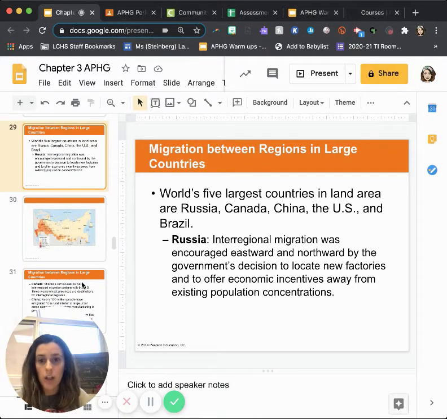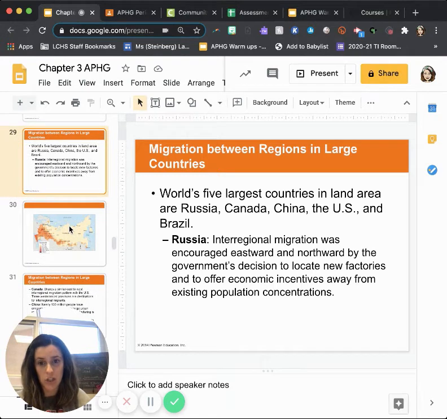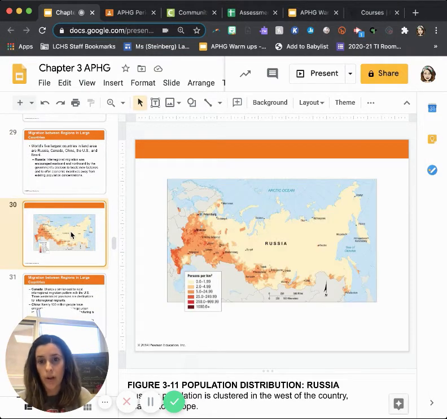In Russia, interregional migration was encouraged eastward and northward by the government's decision to locate new factories and to offer economic incentives away from the existing population concentrations. If we take a look at this map, we can see the vast majority of the population in Russia is clustered in the West, in the European side of Russia. And if we take a look at the eastern portion of Russia, it's very, very sparsely inhabited.